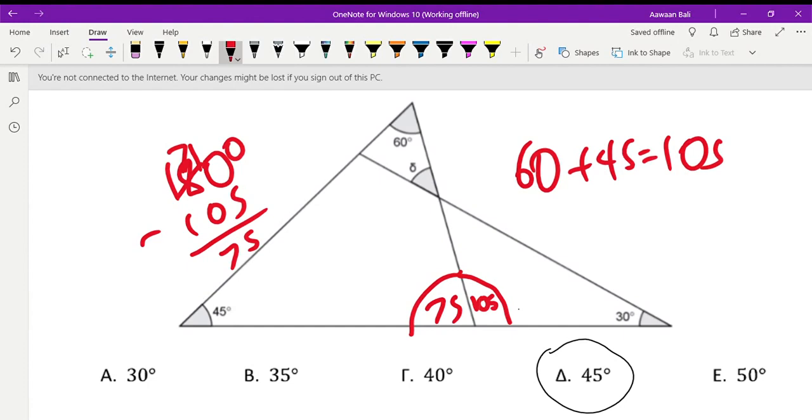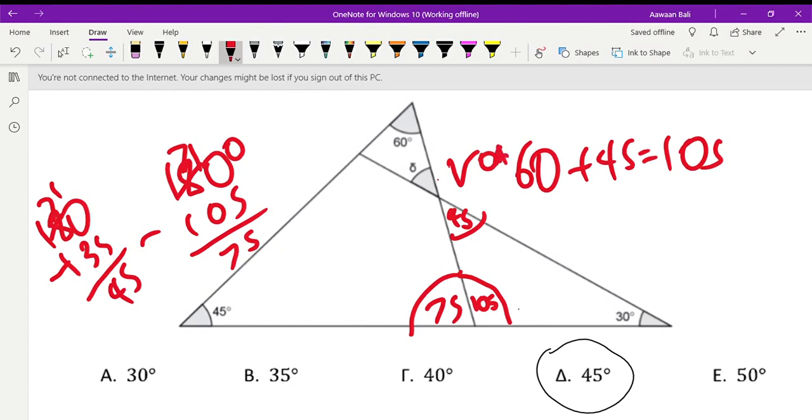Now 180 minus 135 is 45. So we put the 45 here. And because of vertically opposite angles, VOA, we know that delta and 45 will be equal to each other. Therefore the answer is delta 45.